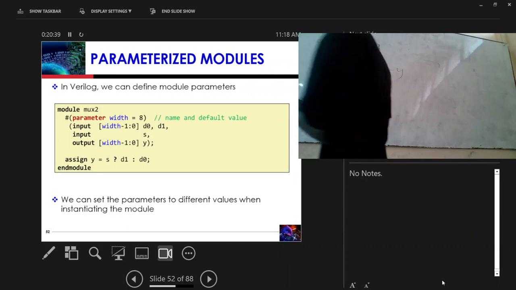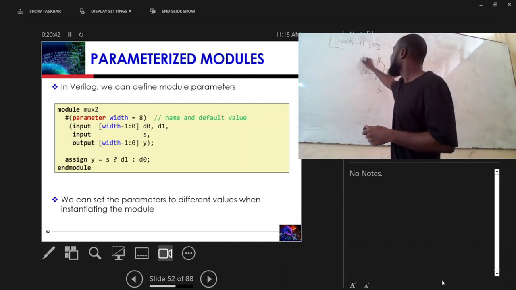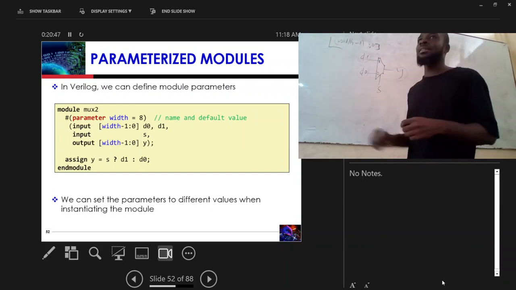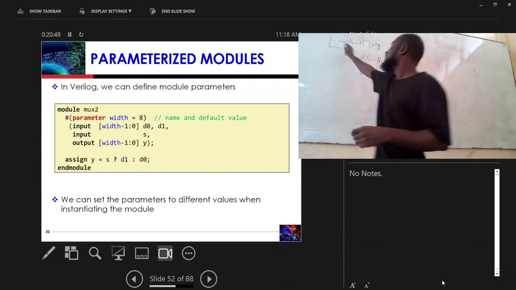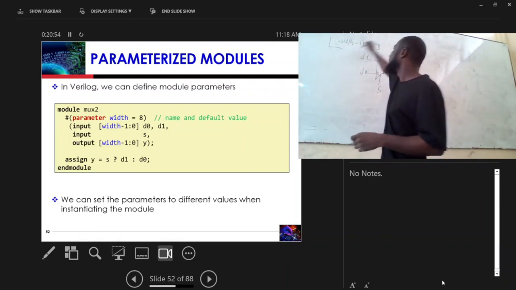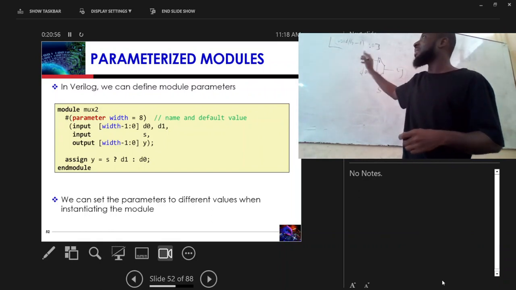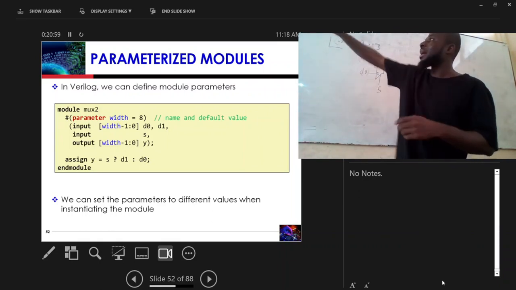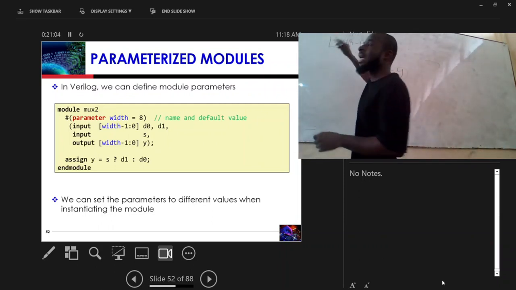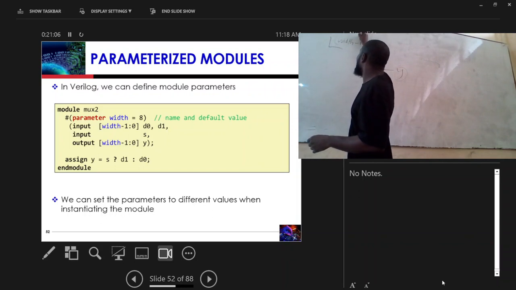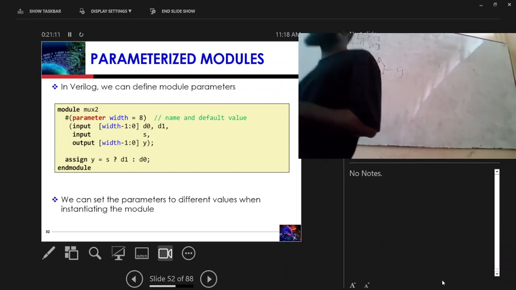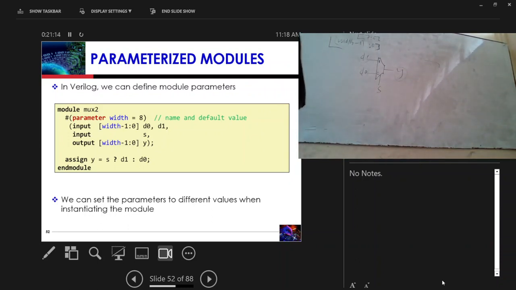Yeah, so I said instead of having fixed bits for D0, D1, and the output, I can use variables inside there. So width minus 1 down to 0. What this means is that anytime I give it a value, for example parameter width equal to 8, it will be 8 minus 1, and 8 minus 1 is 7. So it will be something like 7 to 0. Understood? This is easy, right?